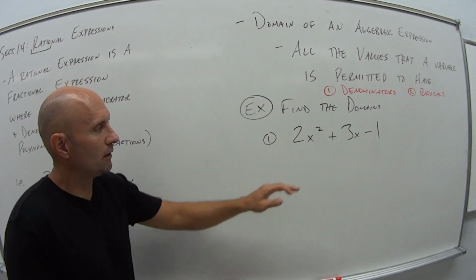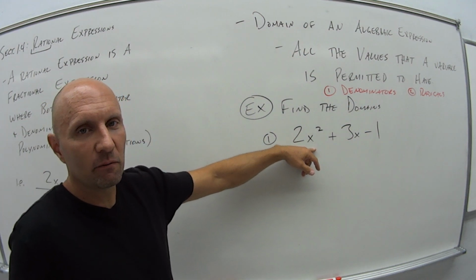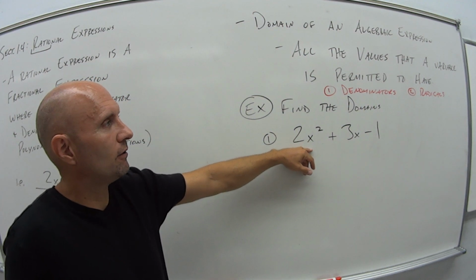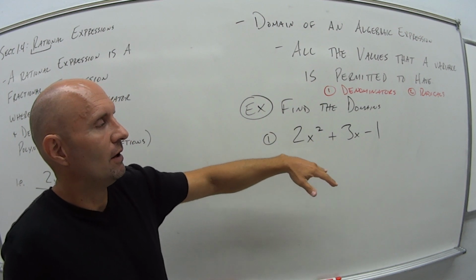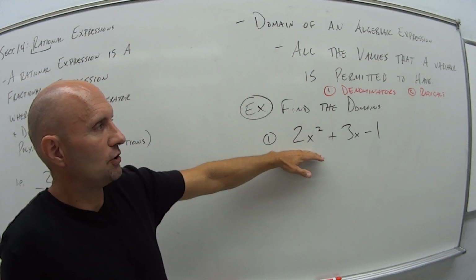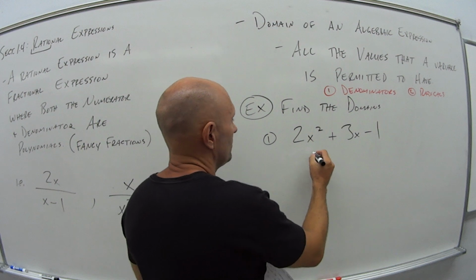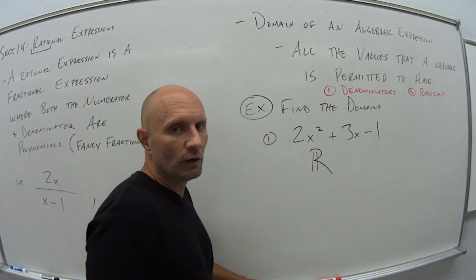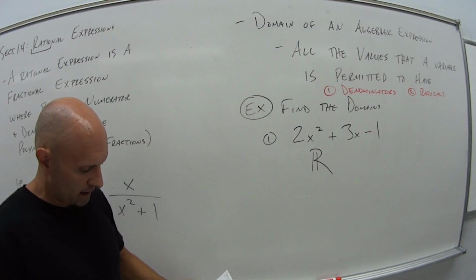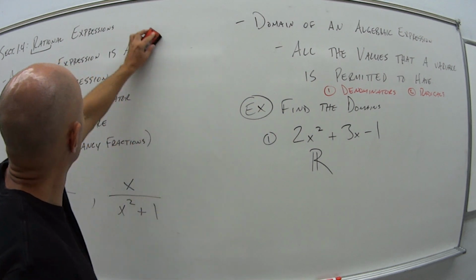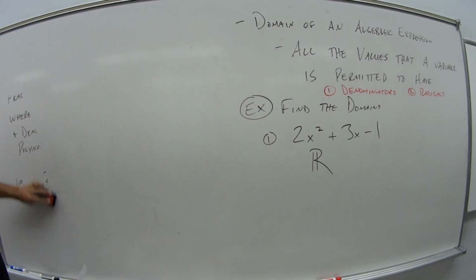Does this polynomial have a denominator? No. So I could pick any number I want, and it's not going to give me 0 in a denominator because no denominator exists. What about radicals? There's no radical in this polynomial, so that's not an issue. So what is my domain for this polynomial? The answer is all real numbers. I can pick any number I want, plug it in here, and it's not going to cause me any issue. How about example number 2?